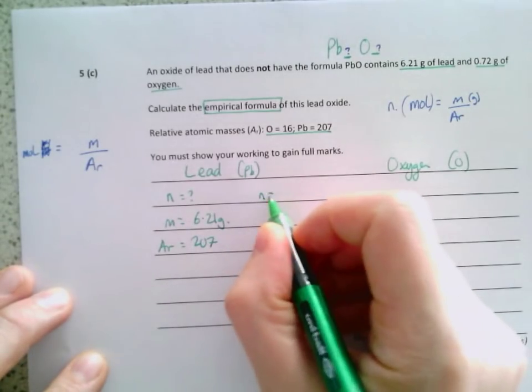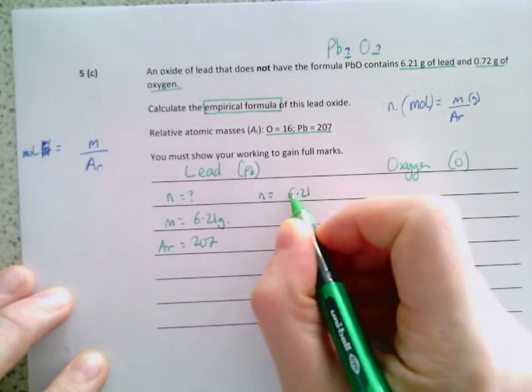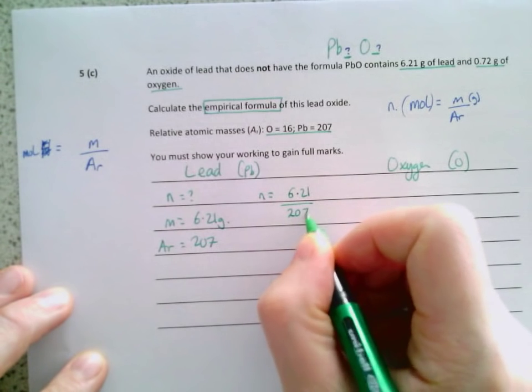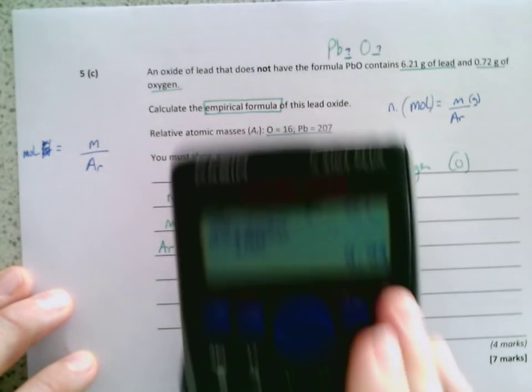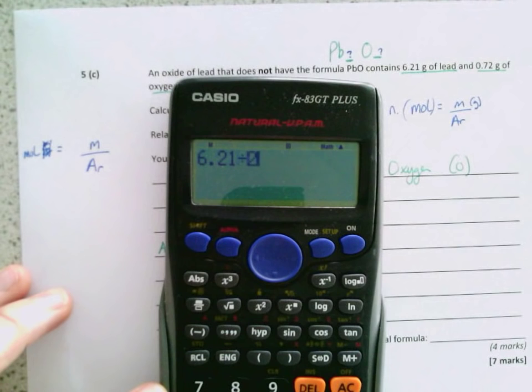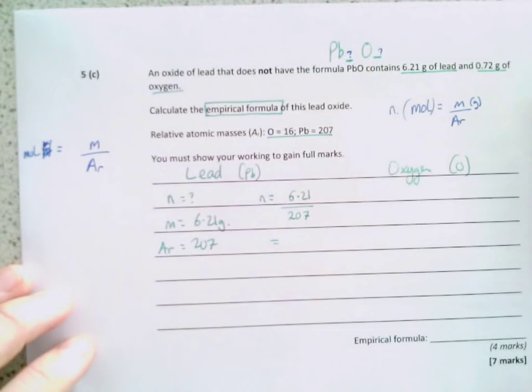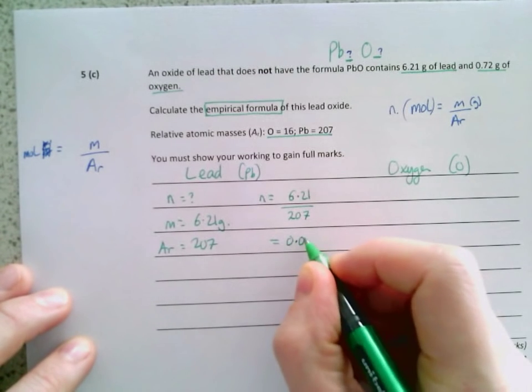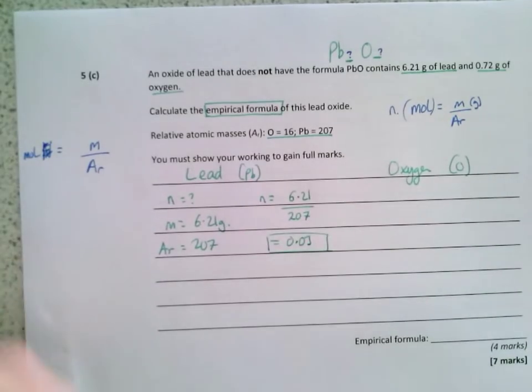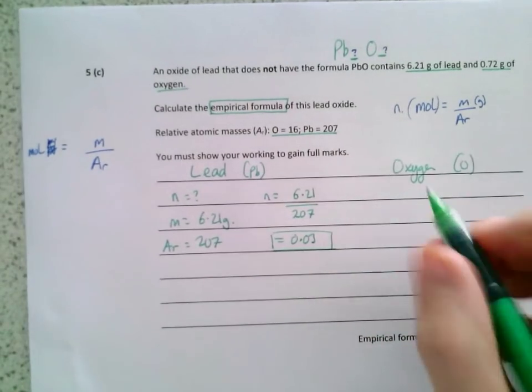Use our equation, number of moles equals mass, 6.21, divided by relative formula mass, 207. 6.21 divided by 207 produces 0.03. Let's just leave that there for now. Right, that's the number of moles of lead. Let's do it with oxygen.